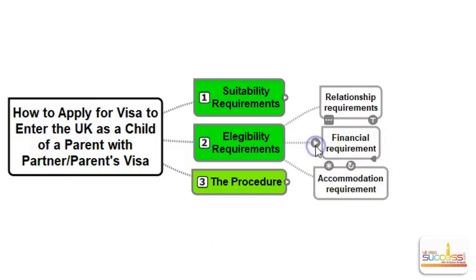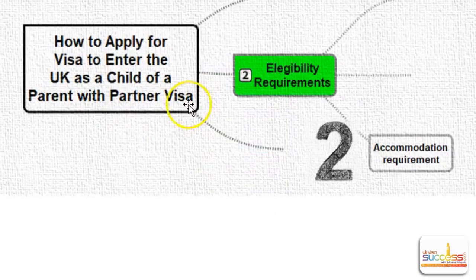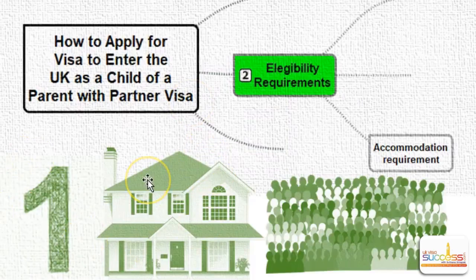And the final key element of the eligibility requirements is the accommodation requirement. It consists of two elements. First of all, the applicants will need to show that the property will not be statutorily overcrowded as a result of them joining the British citizen partner and the visa national parent in this property. In other words, there will be enough space for everyone who lives in the house.